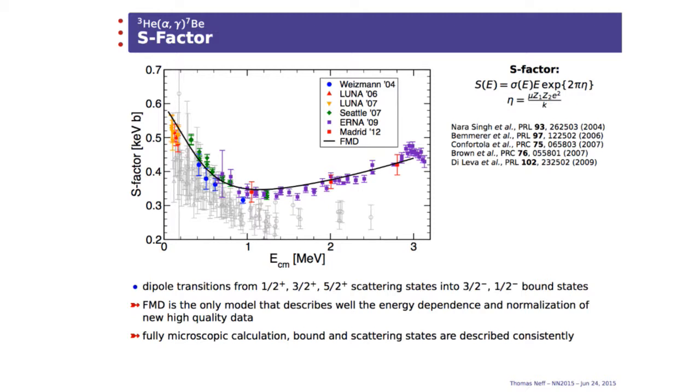And you can also see here this gray dot. So these are older data. So this situation has really cleared up. And now the data agree more or less. And luckily, also the calculation agrees with the data. We can analyze that in more detail when we look at the overlap functions.